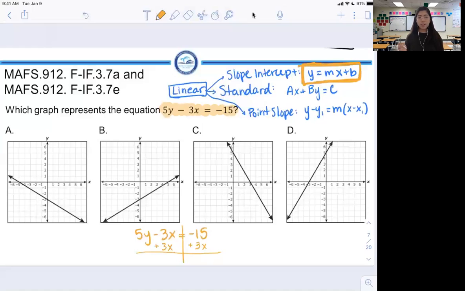So when you have a standard form equation like this one, what you want to do is turn it into slope-intercept form. So that's exactly what we're going to do. We start by adding 3x, which leaves us with 5y equals 3x minus 15. What do I do now? You divide by 5 because you need y by itself. Perfect. Okay, and then what does that leave me with?